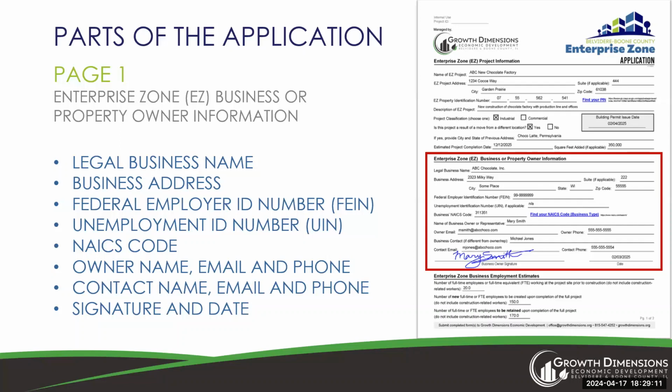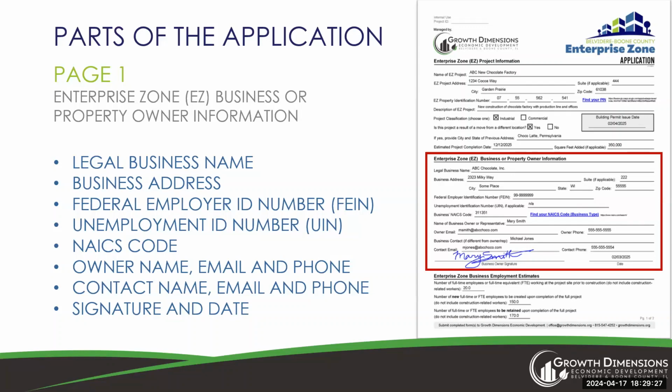A business's NAICS code identifies the business's business type. You can use the link on the application to find your NAICS code. Growth Dimensions can also assist in finding the correct code for your business.